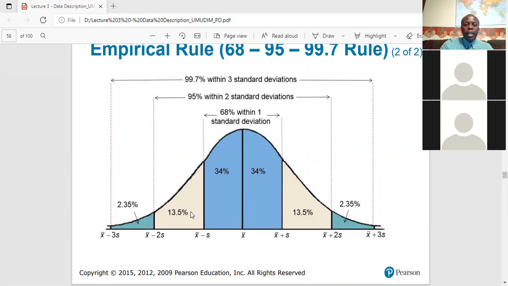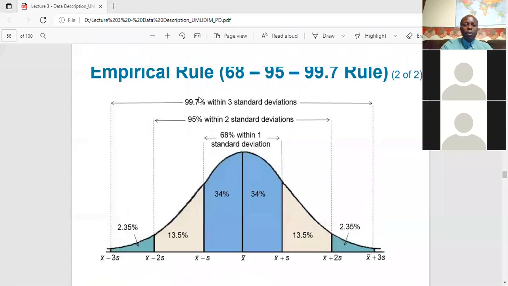Now, you can see that this is x minus 1 standard deviation. You remember in your algebra class, when it is 1x, we just write it as x. So when it is 1 standard deviation, we just write it as s. This means x bar, which is the mean, minus 1 standard deviation on the left side. On the right side, we have mean plus 1 standard deviation. And you can see this 68% here within 1 standard deviation. So 34, 34.